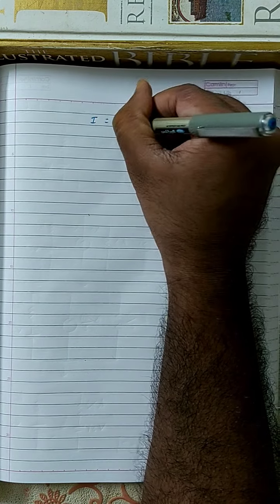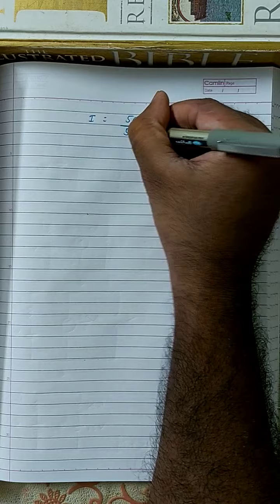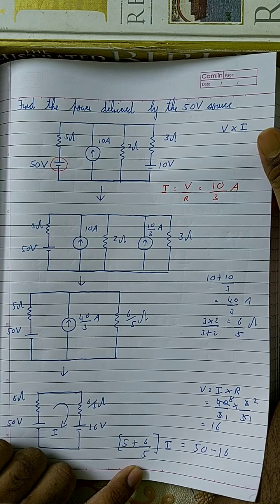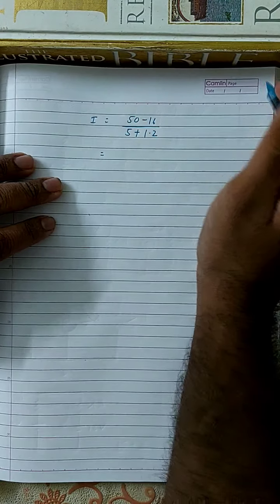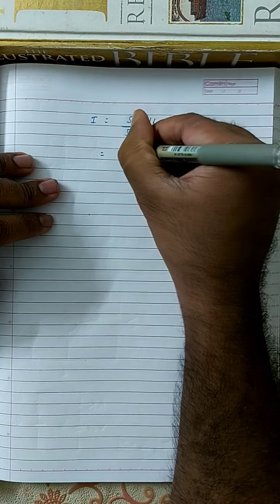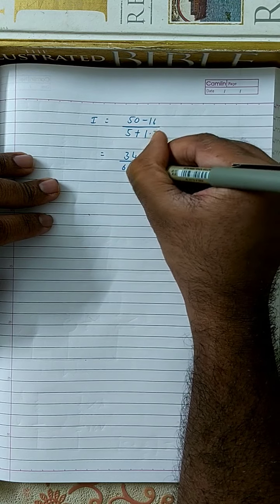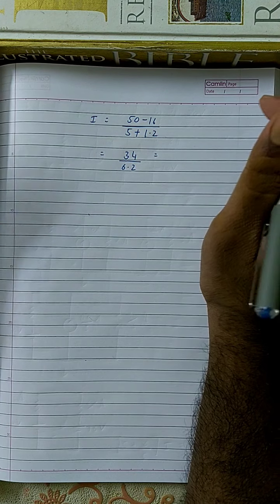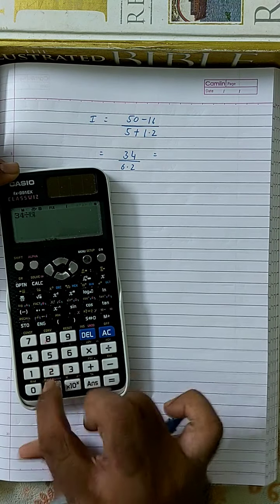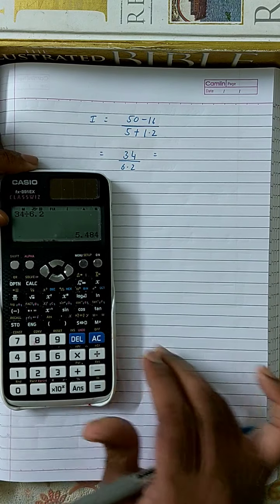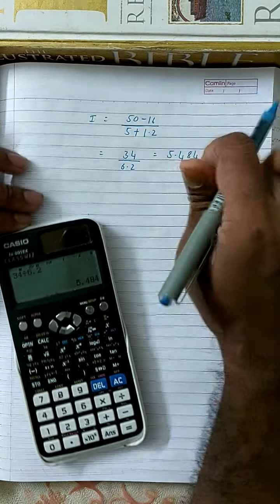In other words, I is equal to 50 minus 16 by 5 plus 6 by 5. What is 6 by 5? 6 by 5, 60 by 5 is 12, so this is 1.2. 5 plus 1.2. So 50 minus 16 is 34, right? 34 by 6.2. Let me see what you get. 34 divided by 6.2, and you get 5.484 amperes. This is the value of I.